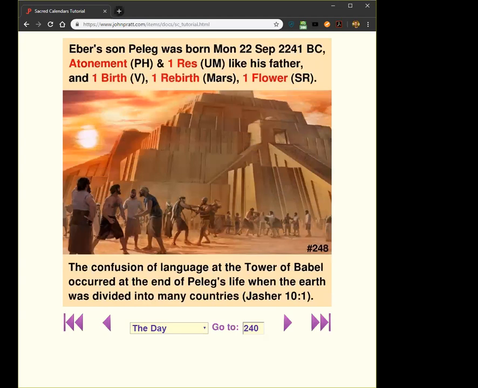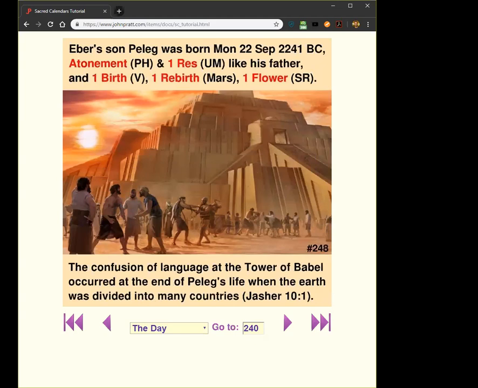248. It's Eber's son who is Peleg. Now, Eber, I don't think I show his death date anywhere in here, so I'll just tell you, he lived 430 years after he begot Peleg. So he lives like 460 years. That's still a long time. This is after the flood. Shem lived 600. Eber is going to live 460 something.